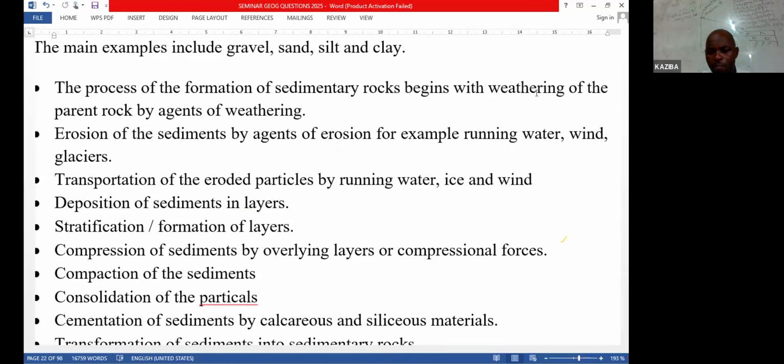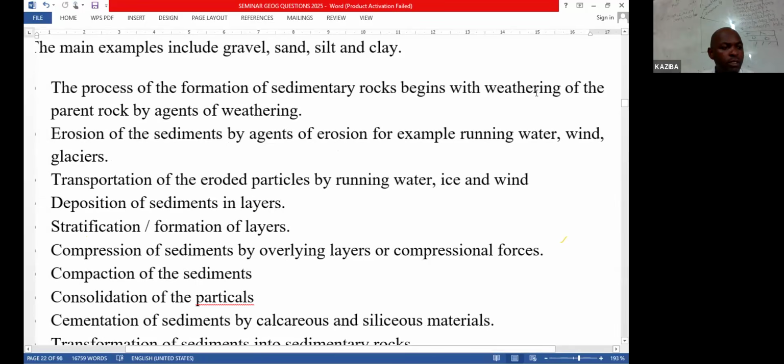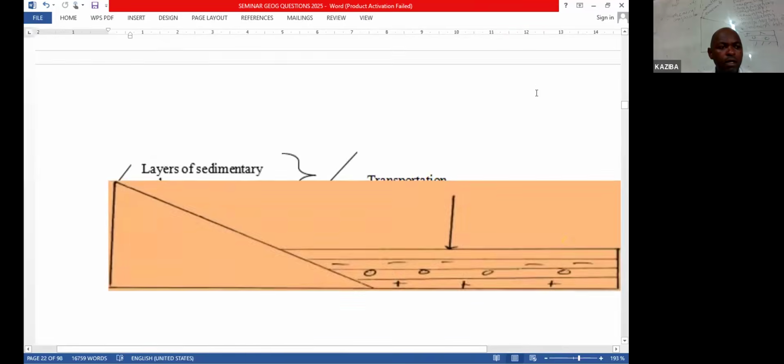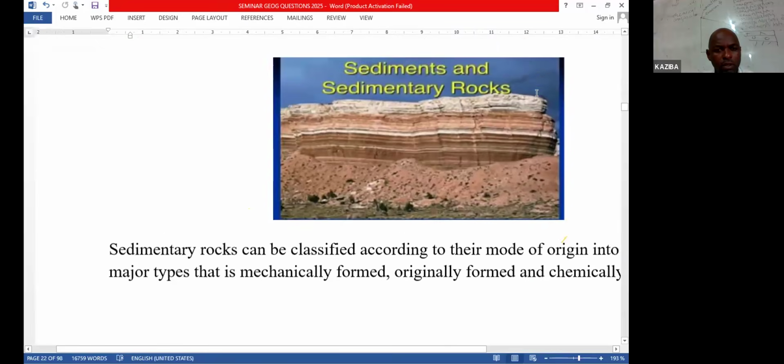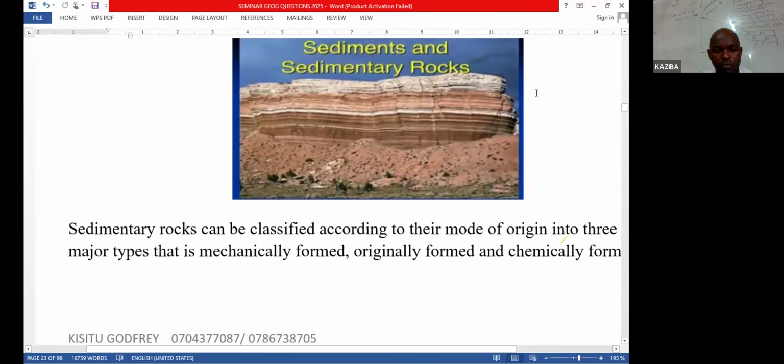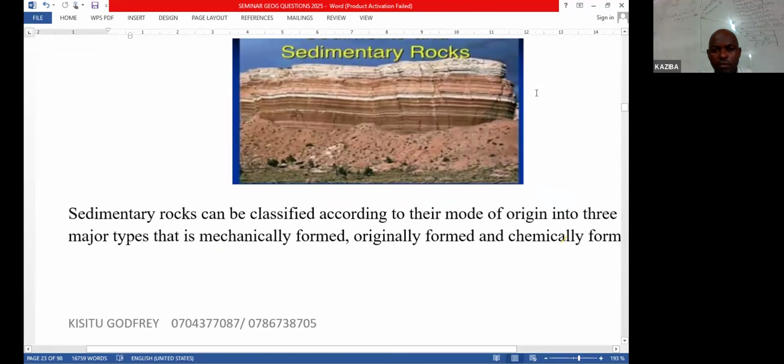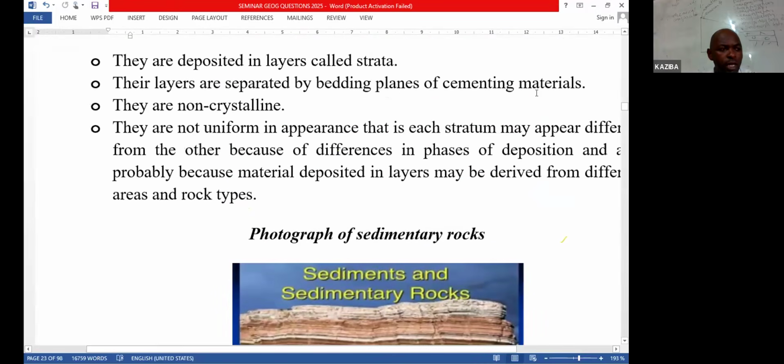Are we still there? Okay, so after knowing those processes, then you go to the types. We have three types of sedimentary rocks. We have those that are organically formed, those that are chemically formed, and the sedimentary rocks look like that. So now we have three types.